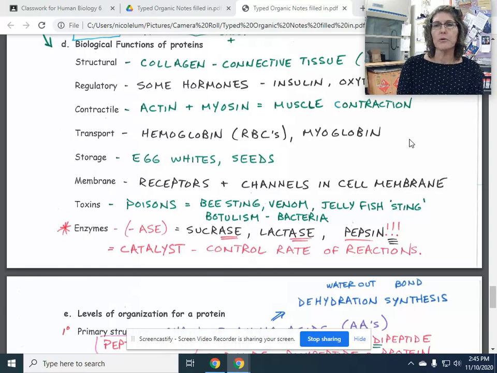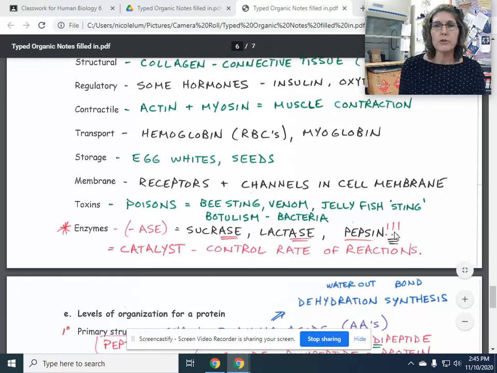So they'll usually only work on one thing. Sucrase is the enzyme, ends in ASE, that breaks down sucrose. Lactase is the enzyme that breaks down lactose. You have pepsin, which helps to break down proteins within your stomach as well. So they will control the rate of reactions. They can be used over and over and over again. We refer to them as catalysts. There are other things that are catalysts as well. It doesn't always have to be protein based. That will help to control the rate of reactions. And when we get to enzymes, we'll talk about them a little bit more.